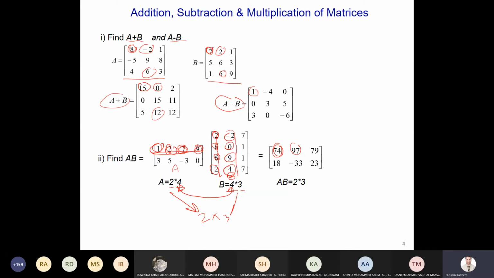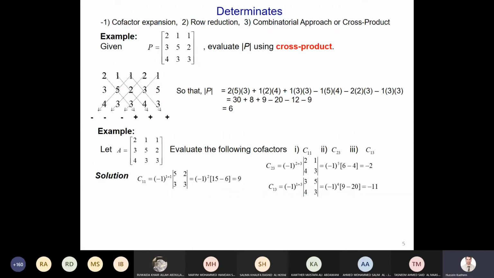Don't jump. Work in steps. Now, determinant, you remember we mentioned that there are three methods used to find the determinant: cofactor expansion, row reduction, and cross product. And I know that you are more familiar with the cross product, you enjoy the cross product.